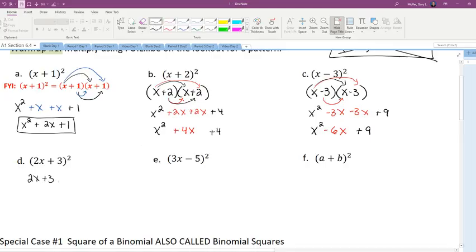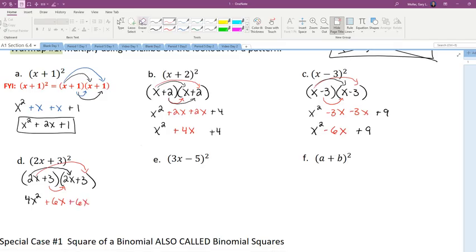2x plus 3 times 2x plus 3. All right, don't forget the 2 times the 2 and the x times the x, so that's 4x squared. And in the middle, I'm going to have plus 6x, and then 3 times 2x is plus 6x, and then 3 times 3 is 9. So my answer is 4x squared, I got the plus 9 at the end, and plus 12x in the middle.